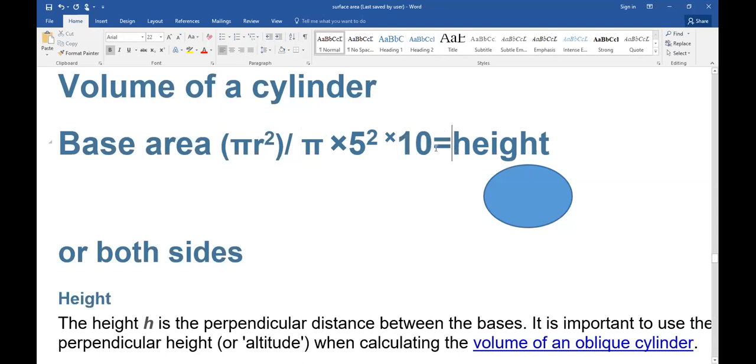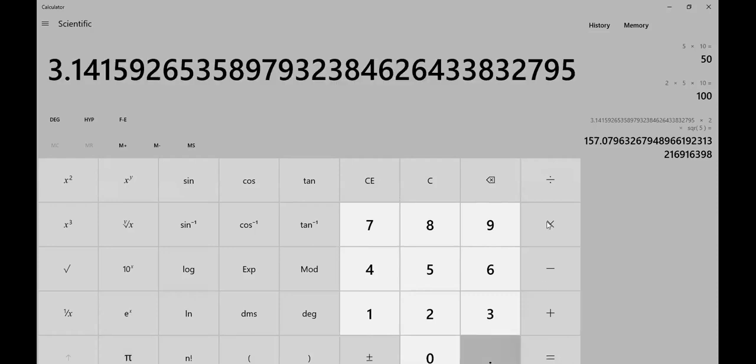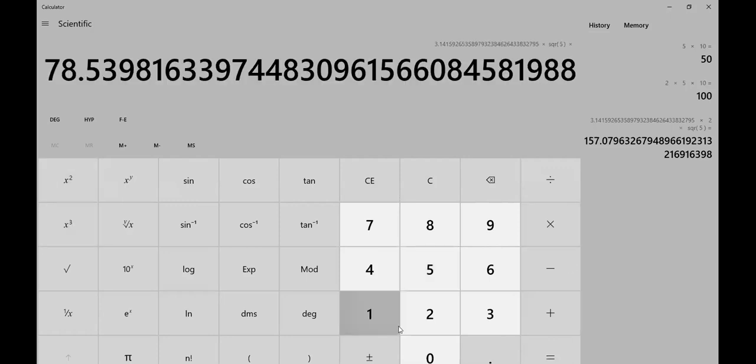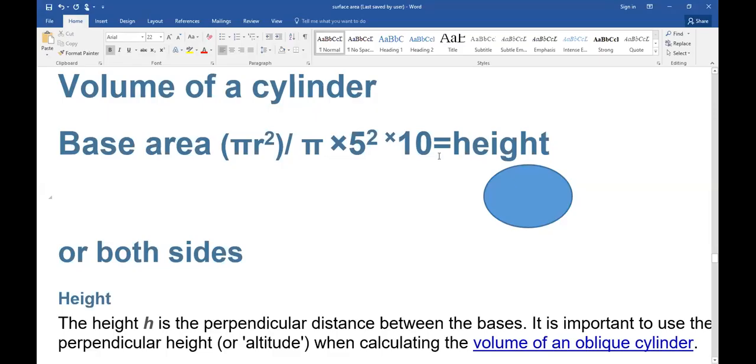So what is going to be the answer? I share the calculator now. So we come here to the calculator. We have pi times 5 squared times 10, and the answer is here. So we copy the answer and bring it here. Let's have our answer down here, because you can see it's a big answer.